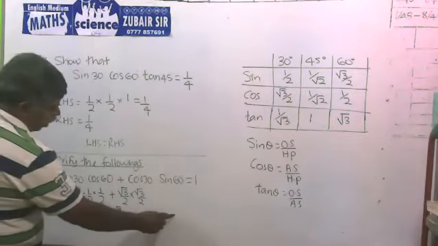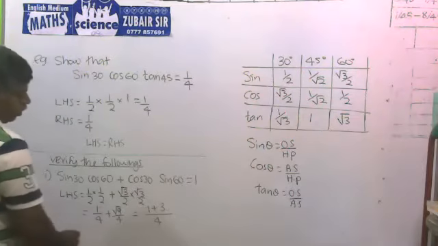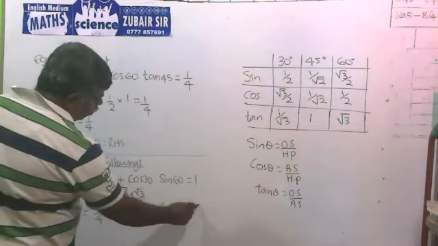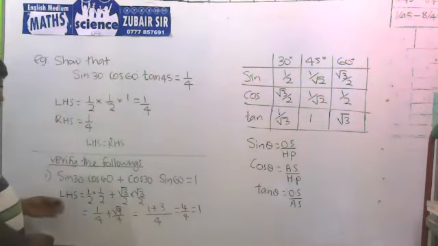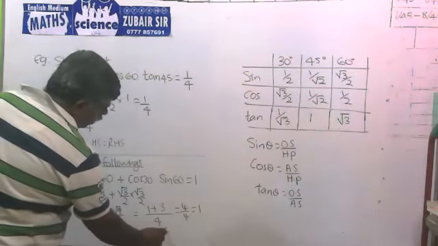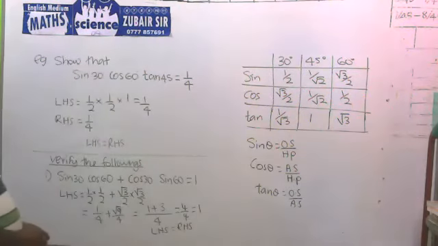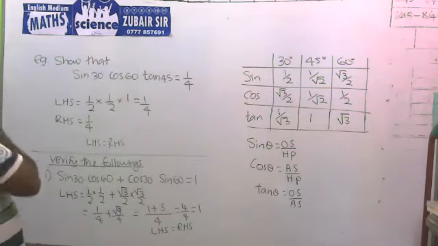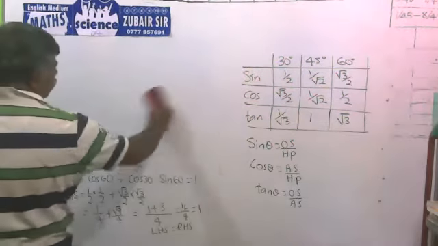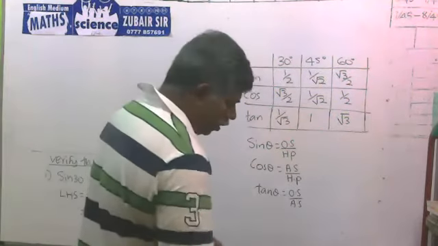Then lower part is LCM 4. Then 1 plus root 9 means 3. So 1 plus 3 means 4 over 4. 4 over 4 means 1. So left hand side is 1. Right hand side also 1. Then you can write left hand side equal right hand side. So when you substitute the values, automatically you are getting it.